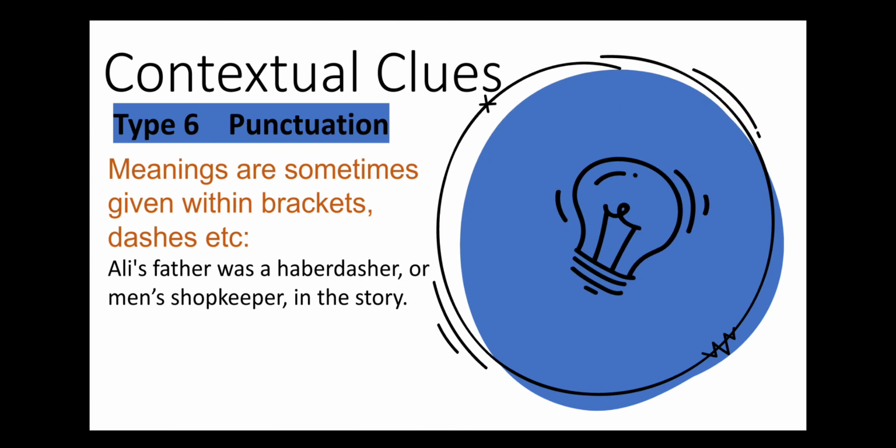Type 6. Punctuation. Meanings are sometimes given within brackets or dashes, like we saw in the previous example also, where synonyms were given between dashes, vapid and spiritless. Ali's father was a haberdasher or men's shopkeeper in the story. So we can see that the meaning of the word haberdasher is given in commas, men's shopkeeper.